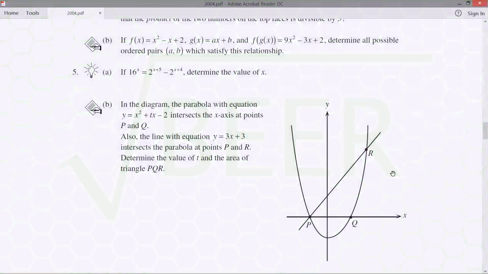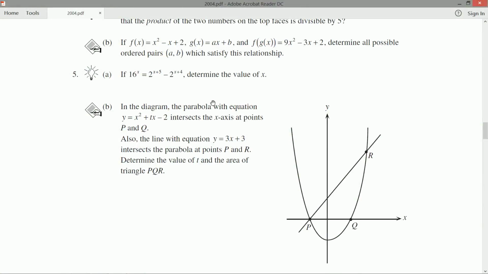We're looking now at question number 5 on the 2004 grade 12 Euclid contest. So 5A, let's just dive in here. If 16 to the x is equal to 2 to the x plus 5 minus 2 to the x plus 4, determine the value of x.